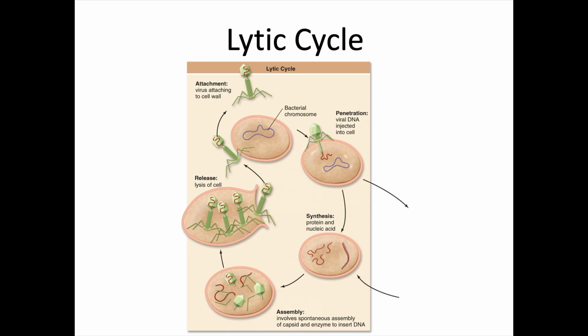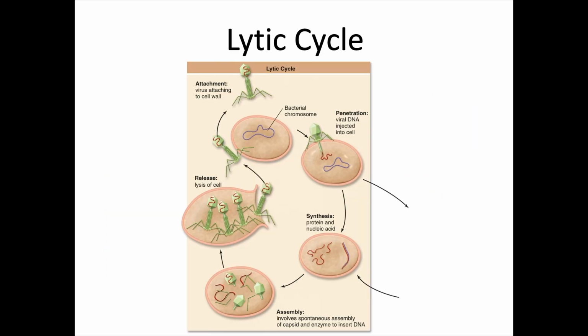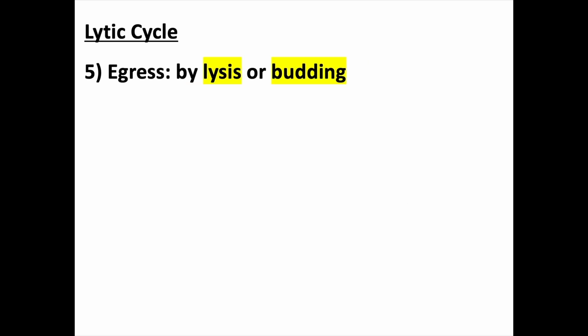But another way that we can get release is by budding. Don't sweat all the details here. It's from an immunology textbook, but this is how influenza virus gets its envelope. It has its capsid with its genome inside. It fuses with a segment of the host lipid bilayer and sort of buds off and pinches off part of that membrane. That's how it gets its envelope. So this does not kill the cell. This does not burst the cell open, but this definitely does. So egress is by lysis or by budding.